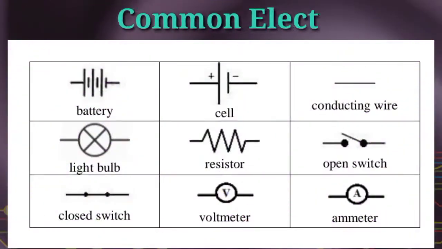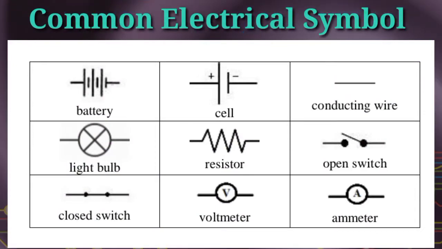I have here common electrical symbols used at home to represent electric circuits. Familiarize yourself with the different electrical symbols. We have battery, cell, conducting wire, closed switch, light bulb, resistor, open switch, voltmeter, and ammeter.